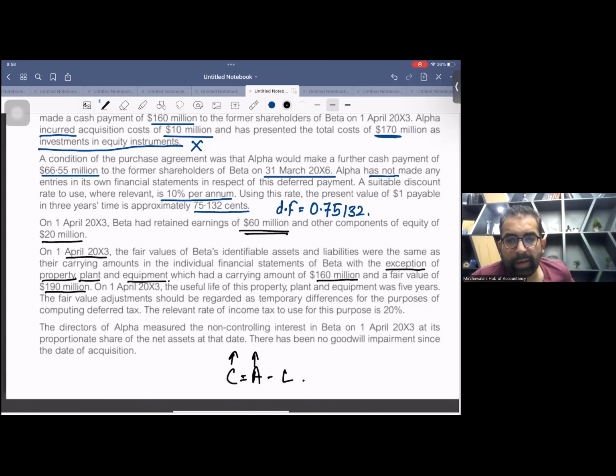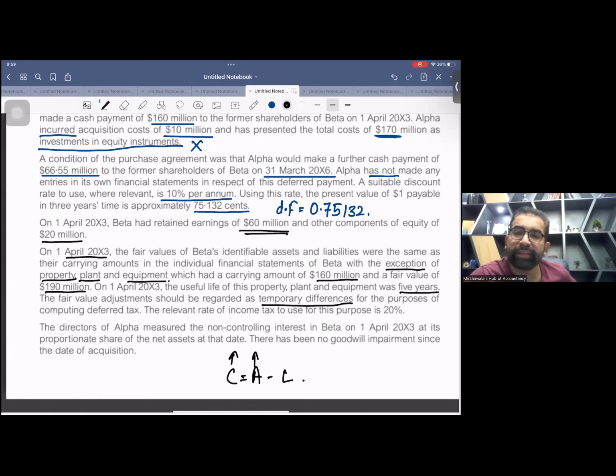Now, as this is a plant, it's a depreciating asset, so you need to adjust some depreciation for future excess depreciation, right? On 1st April X3, the useful life of the plant was 5 years. The fair value adjustment should be regarded as a temporary difference. Yes, this thing I always teach in SBR. This is not in F7 level. This is SBR level thing.